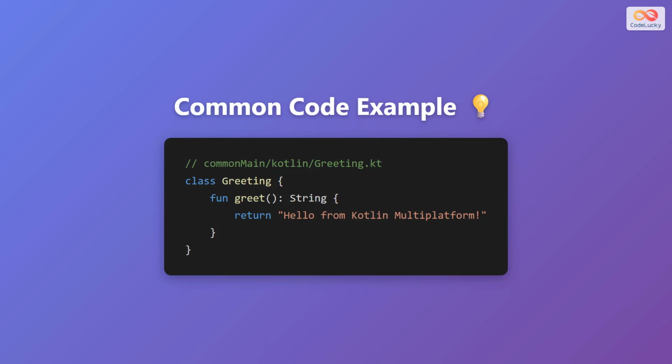Let's look at a simple example of common code. Here we have a greeting class defined in the common main Kotlin directory. This class contains a function called greet that returns a string saying, "Hello from Kotlin Multiplatform." Notice that this code doesn't contain any platform-specific references. It's pure Kotlin code that will work on any platform. This class could be placed in your common source set, and then both your Android and iOS applications could use this exact same code without any modifications. This demonstrates the power of code sharing in Kotlin Multiplatform.